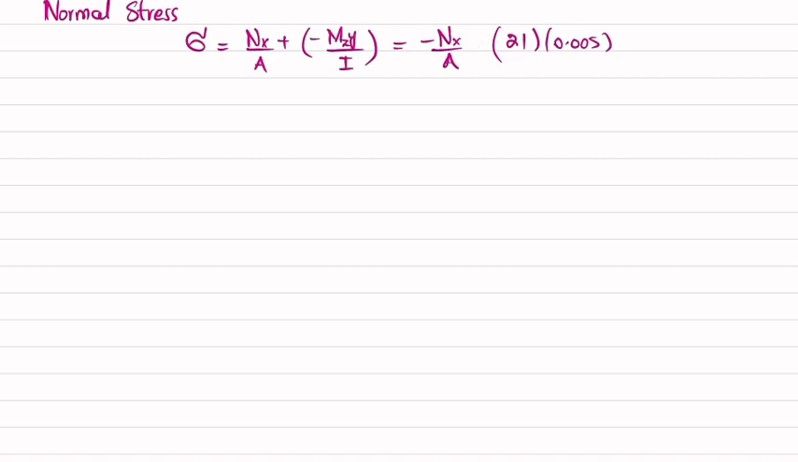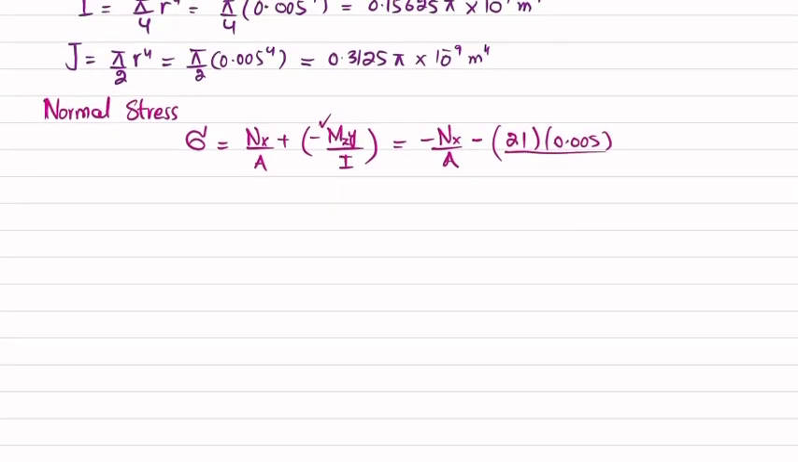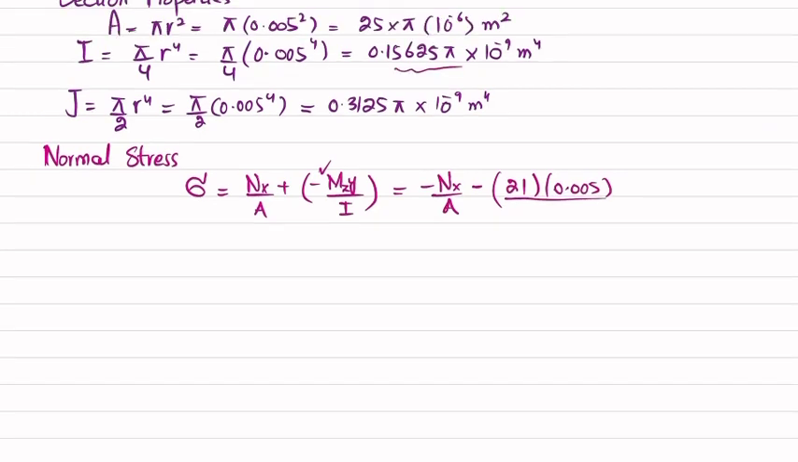This plus will be converted into minus because this is the formula. Clear? Divide by I, which we have calculated is this one, 0.165, 0.15625 times pi into 10 raised to power minus 9. Nx, which we have calculated, is 120.